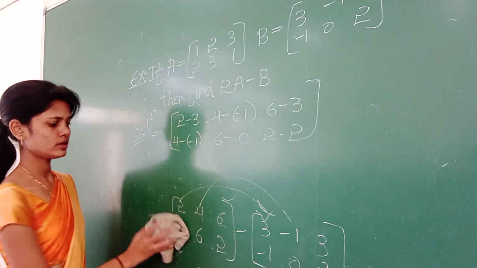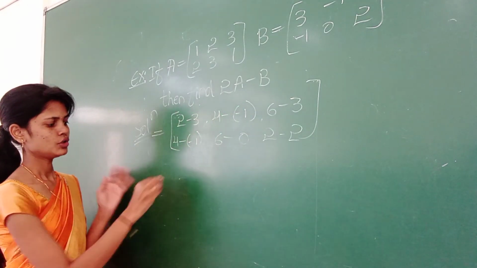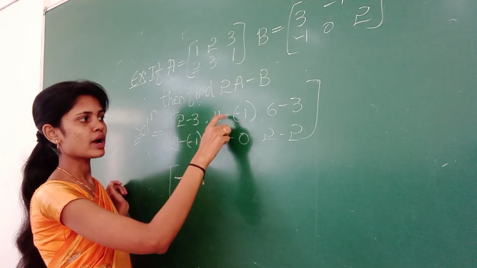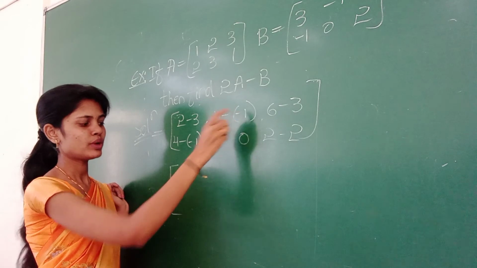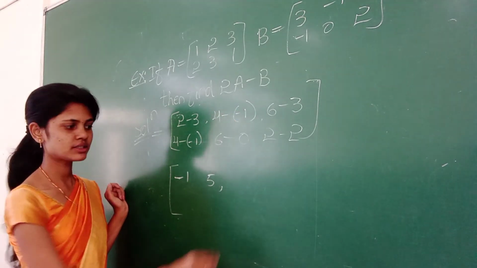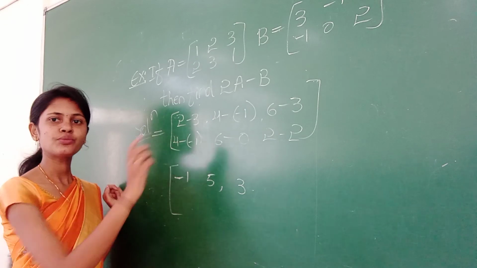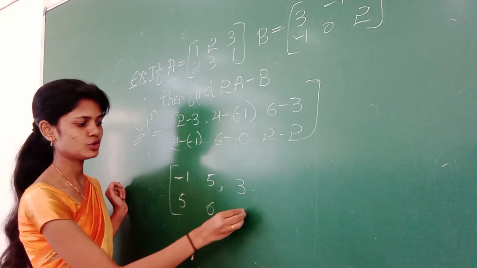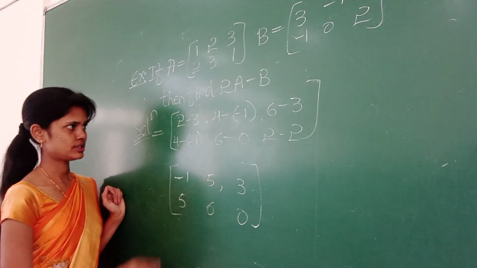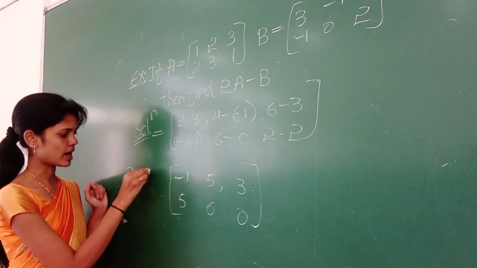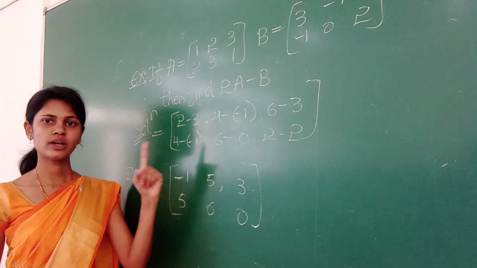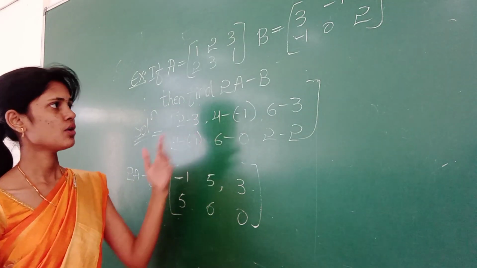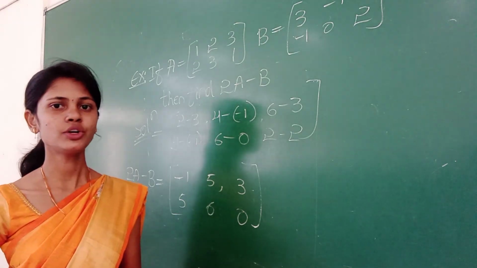Then go for the next step. 2 minus 3 is what? Minus 1. 4 minus of minus 1 is plus, so 4 plus 1 is 5 and 6 minus 3 is 3. 4 minus of minus 1, that is plus 1, it is 5. 6 minus 0 is 6 and 2 minus 2 is 0. So this is the result for 2A minus B. That is minus 1, 5, 3, 5, 5, 6 and 0. This is how we must find the difference of two matrices.